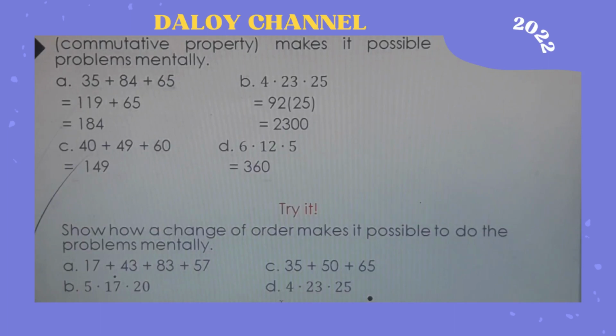Letter B, 4 multiplied by 23 by 25. So multiplying first 23 by 4 is 92. 92 times 25 is 2,300. Letter C, 40 plus 49 plus 60 is equivalent to 149. So we can add first 60 plus 40 is 100, plus 49, 149. For letter D, multiplying 6 times 12 times 5 is 360.